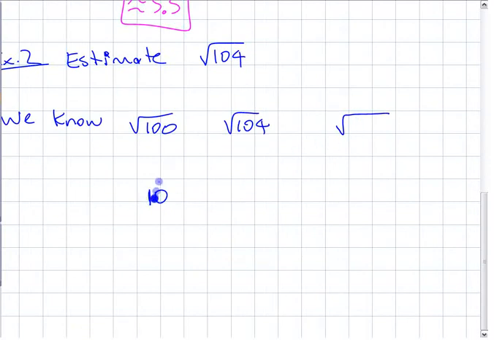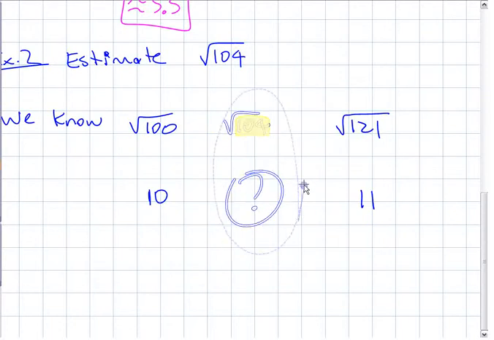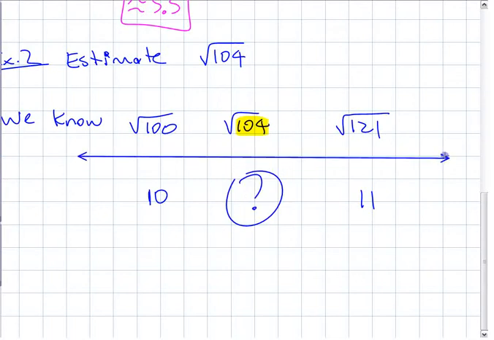Well, 10 squared is 100. What would 11 squared be? 121, right? So it's got to be between there somewhere. So if we want to know what this is, we're going to think it's somewhere between 10 and 11. But you could look and say 104 is kind of closer to here, right? This is closer to here. If you imagine it on a number line, there's 10, there's 11.